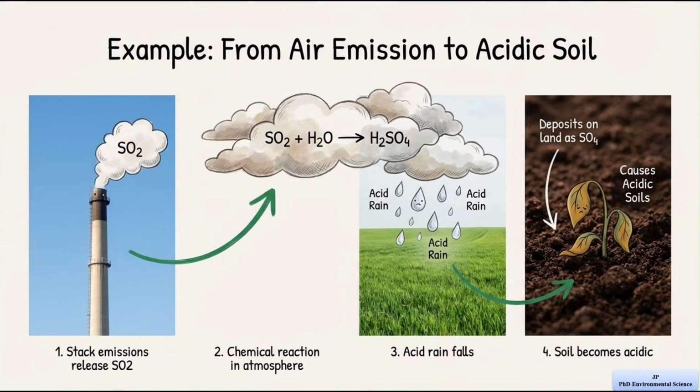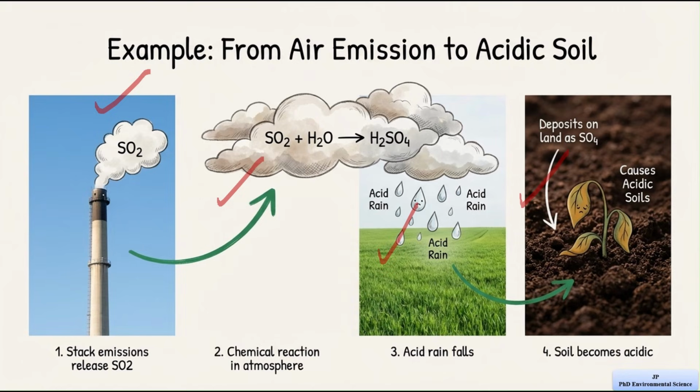Example, from air emission to acidic soil. So step 1, emission. This is the direct activity. Industry releases sulfur dioxide into the air. So this is the direct impact. Step 2, chemical reaction in atmosphere. Sulfur dioxide reacts with water vapor forming sulfuric acid. Step 3, formation of acid rain. Acid forms in clouds, falls as acid rain. Step 4, soil becomes acidic. Acid rain deposits on land, leading to decrease in soil pH and plants get damaged.